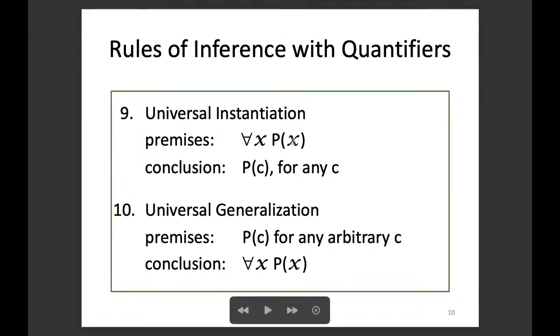Okay, the next one is the universal instantiation. Suppose that I know that for every x, P(x) is true, then we can make a conclusion. This is not just a conclusion, this is actually an English translation. We can write down that P(c) is true for any c that we can think of. And the universal generalization is the opposite. Suppose that we know that P(c) is true for any arbitrary c that we put in. Then in that case, we can make a shorthand expression and write for every x, P(x). Yeah, they have the same meaning.